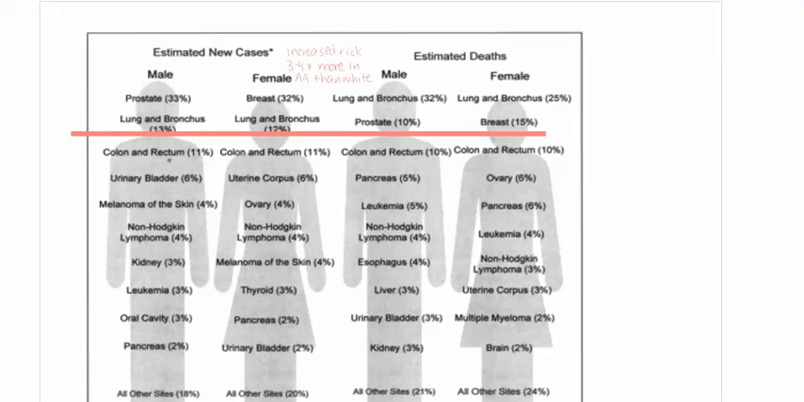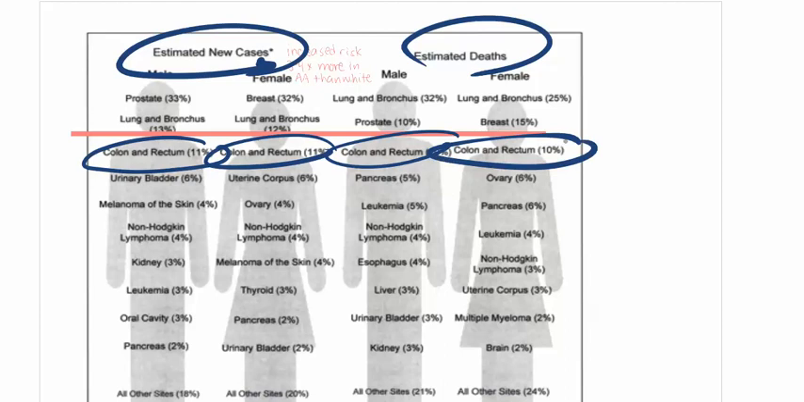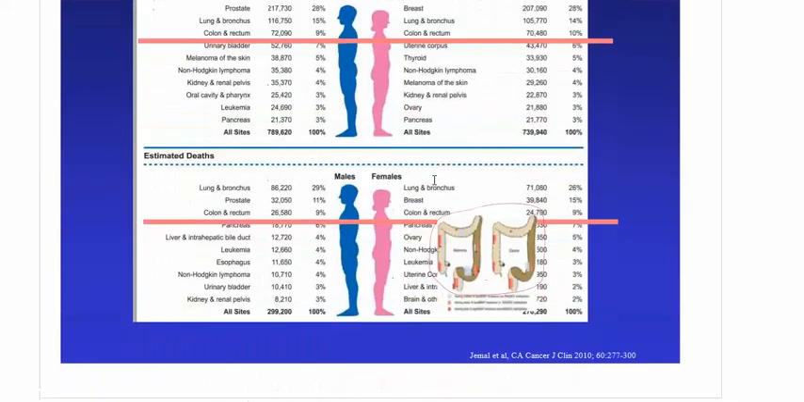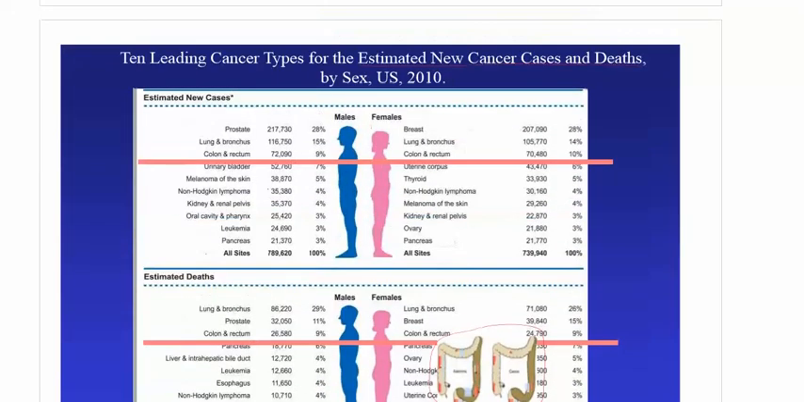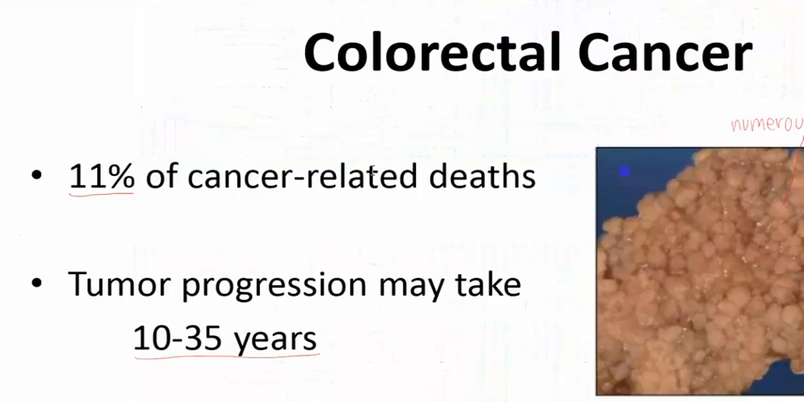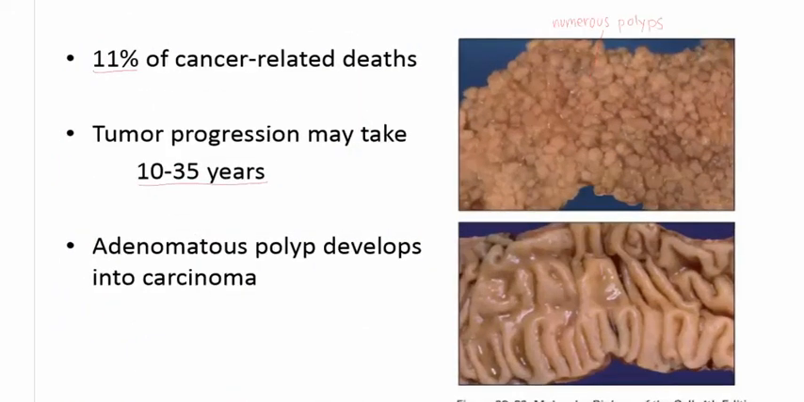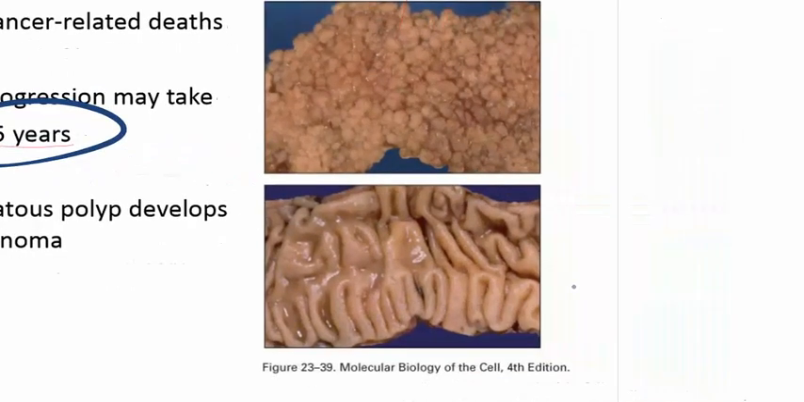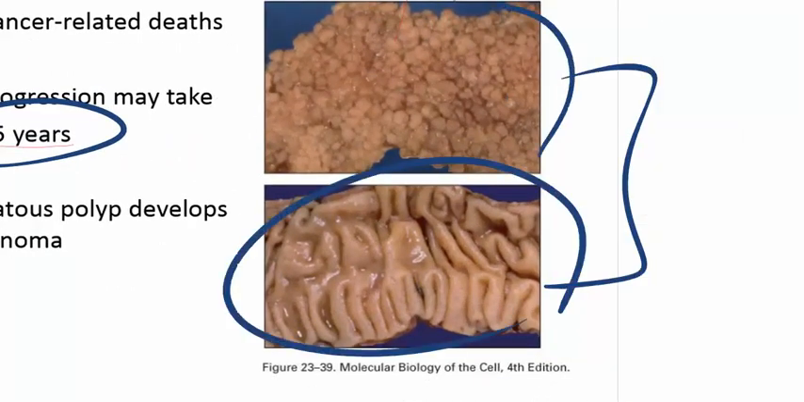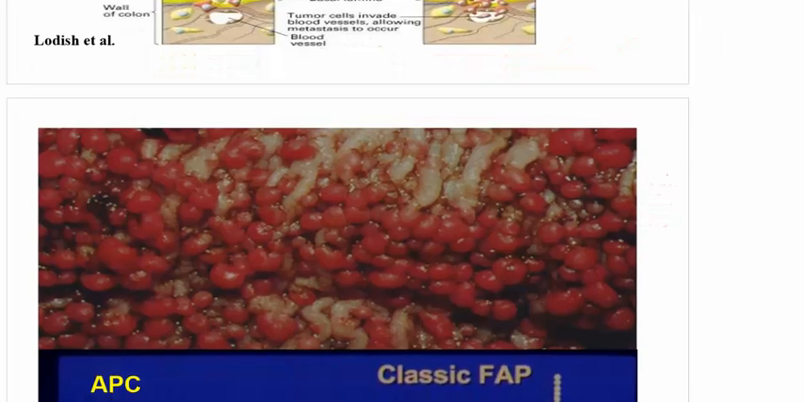So here you can see the colon rectum. You can see it's third, right? By incidence and by death it's third. You see that? This is just saying the same exact thing. By incidence it's third. By death it's third. That's all this is saying. This is the 10 or 15 years we just talked about, the same picture, right? So this is normal, and then this is bad.